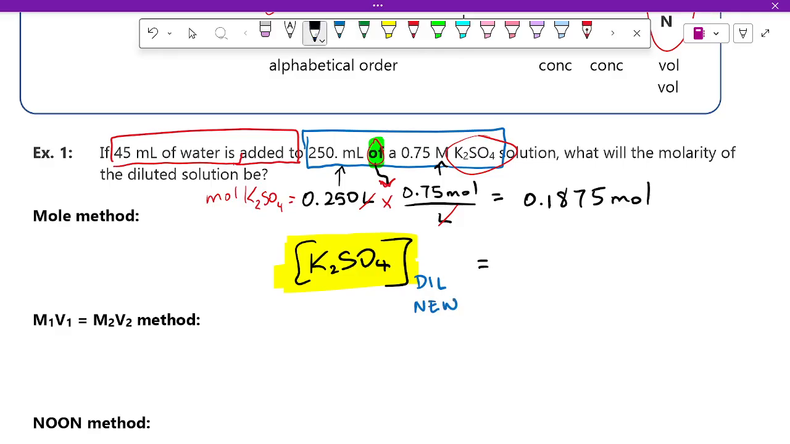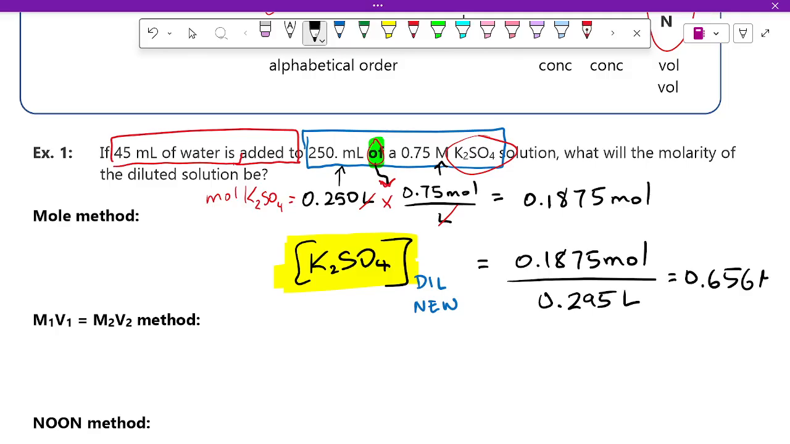Okay, that's going to be equal to 0.1875 moles over, what's our volume? Total volume. 0.295 liters. Do you guys know why it's 0.295 liters? Because we added the two. Excellent. 0.1875 over 0.295 equals 0.636 molar, and that would round to 0.66 molar.